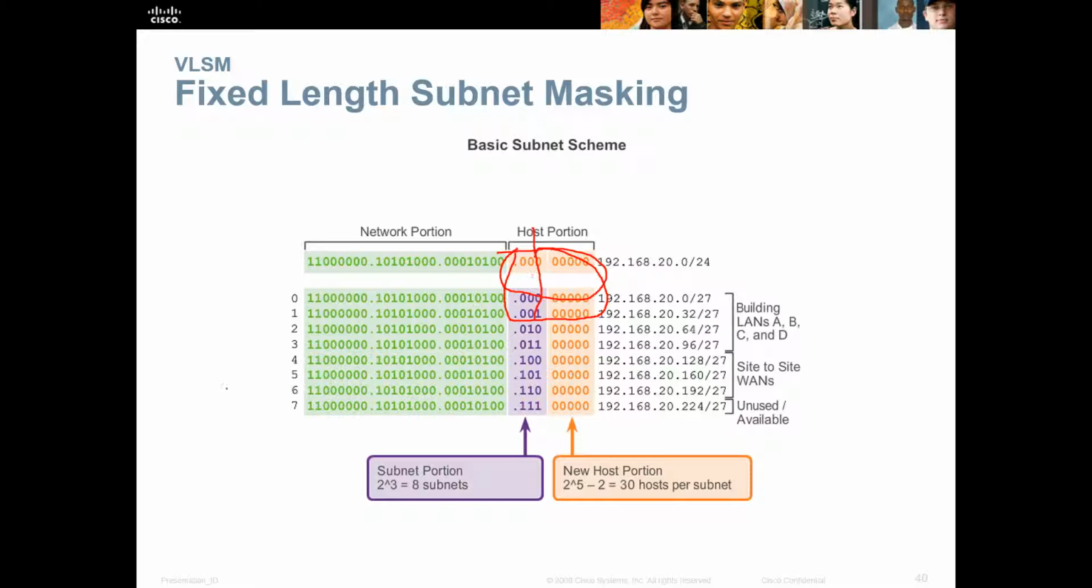If you didn't want to do that, we could summarize these by the first zero. If you didn't want to do that, we could summarize with just all of these being zero. So it would summarize here. All of those turn to zeros. All of those are locked in. And that's a simple way to look at summarization and fixed length subnet masks.